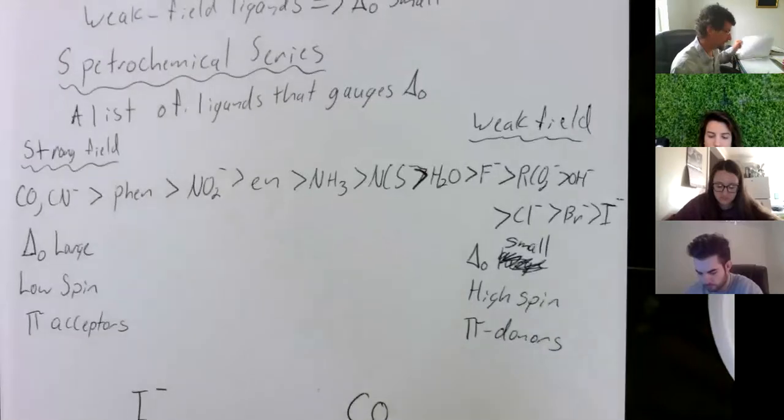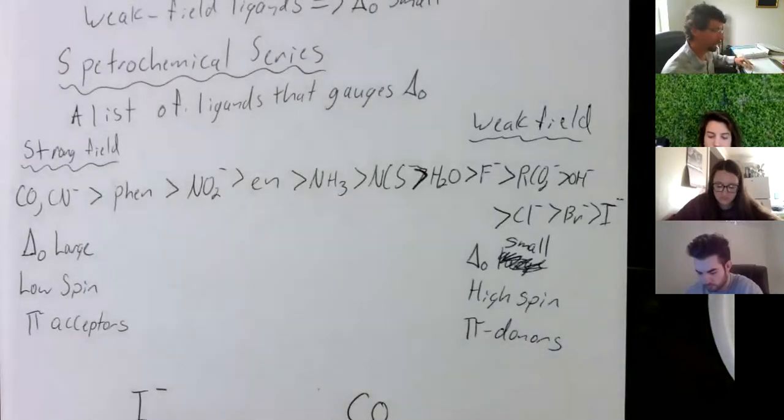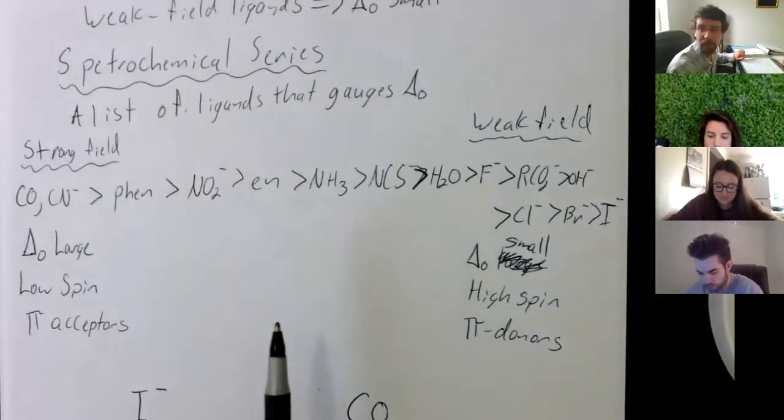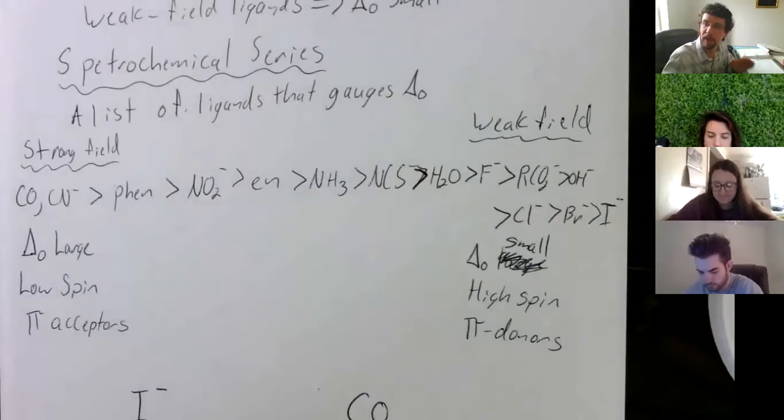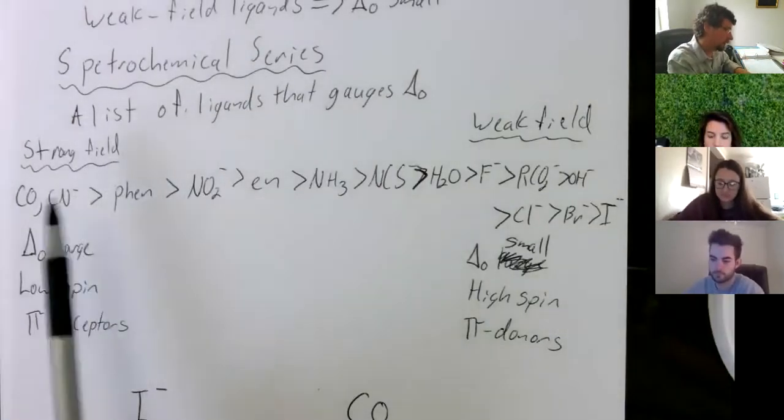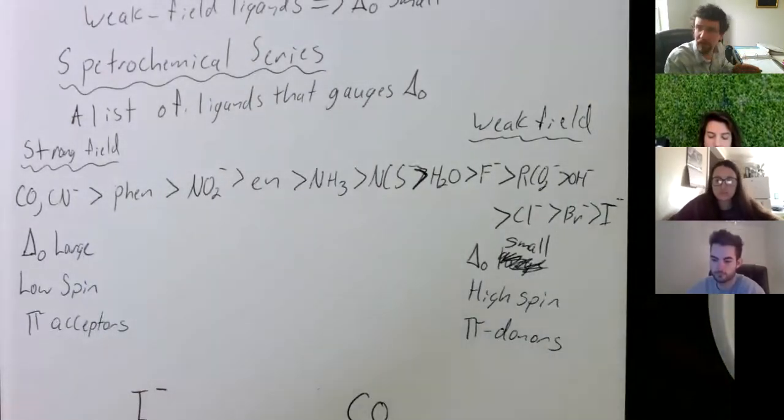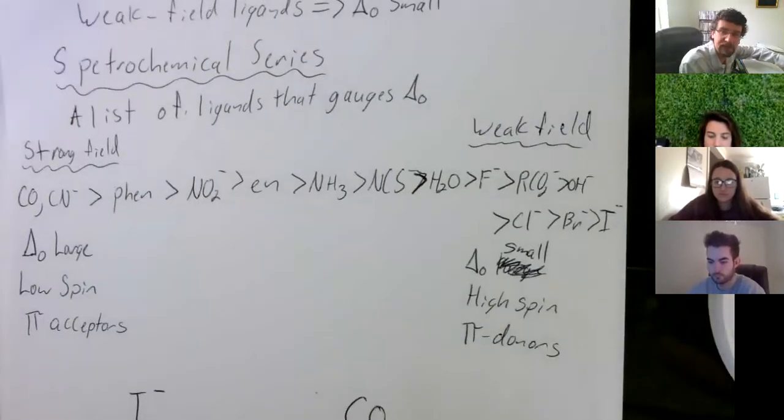So we have the spectrochemical series now, and we can look at it. We can consider what type of metal we have, like how many electrons it's got. Look at this: is it a strong field or weak field, and decide if it's a high spin or low spin complex. So let's look at an example of this.